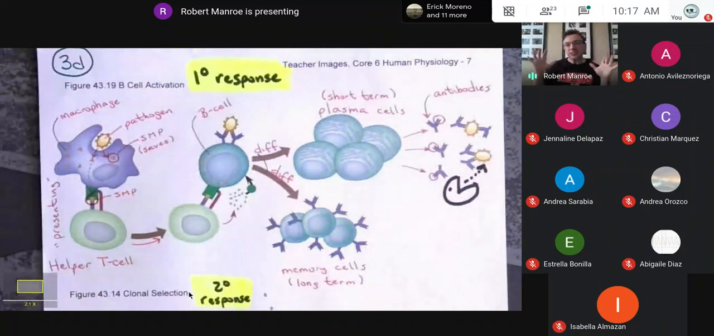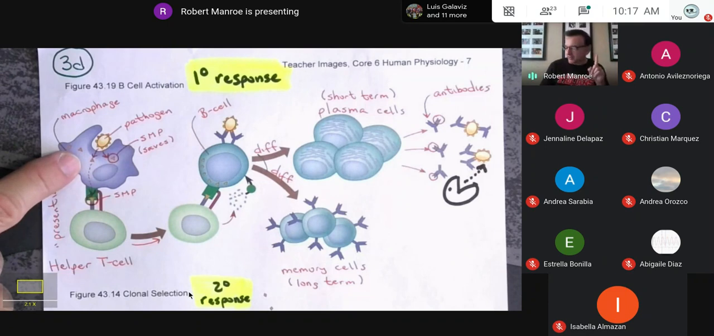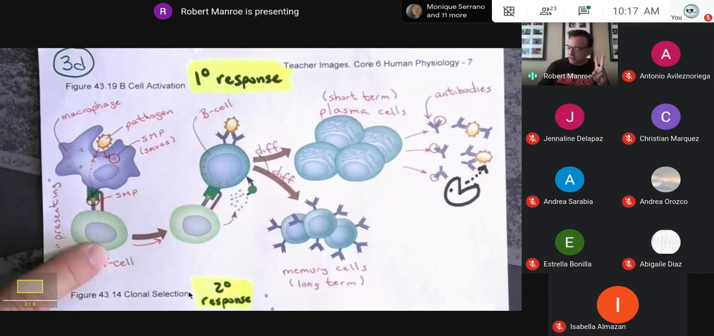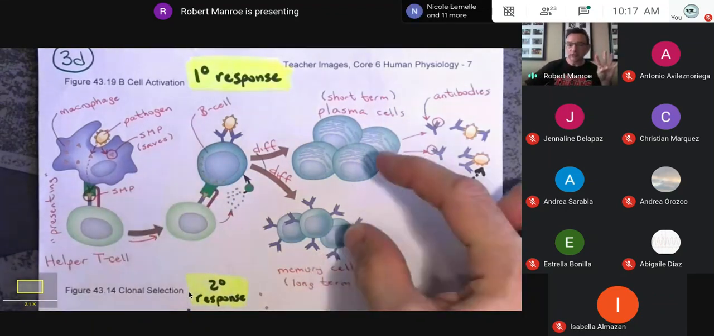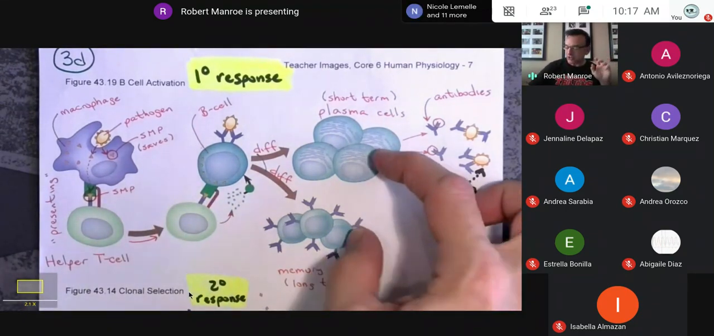So see this as the big picture, okay? There's that saying, sometimes you can't see the forest for the trees. Sometimes students get overwhelmed with all these details, so back off, all right? And there's 4 big steps. It's macrophage, that's 1, helper T cell, 2, B cell, 3, and then differentiation, 4. There's 4 major steps here.